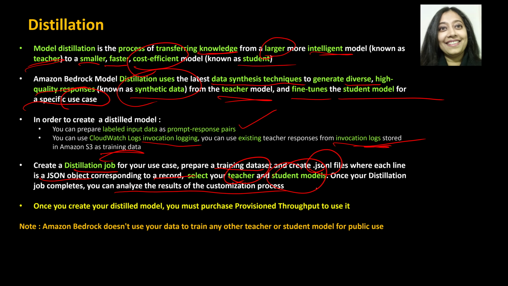Now, this is the most important thing that you'll have to remember. Once you create your distilled model, you must purchase provisioned throughput. Now, this is true as of today, 8th of June, 2025, while I'm recording this video. It may change in the future, but right now you must purchase provisioned throughput.